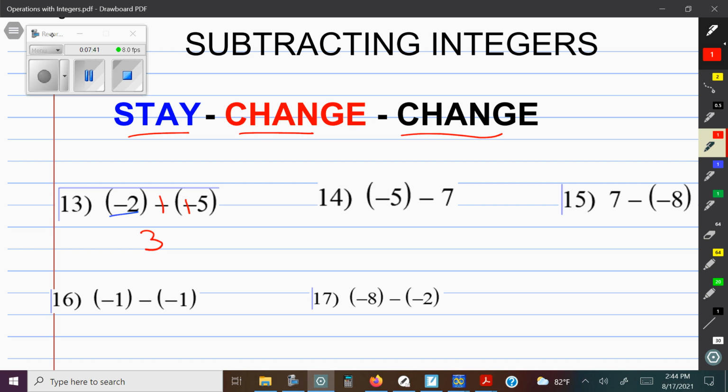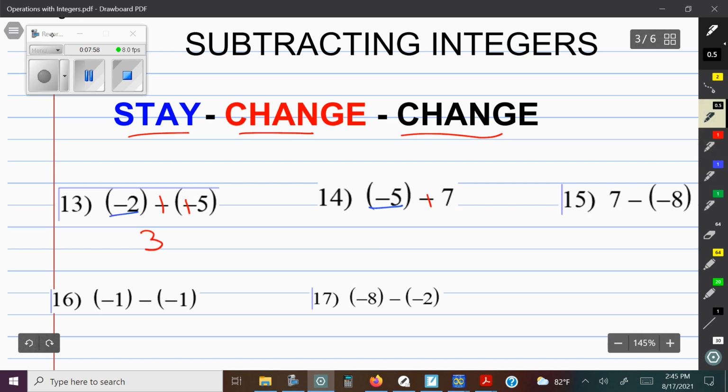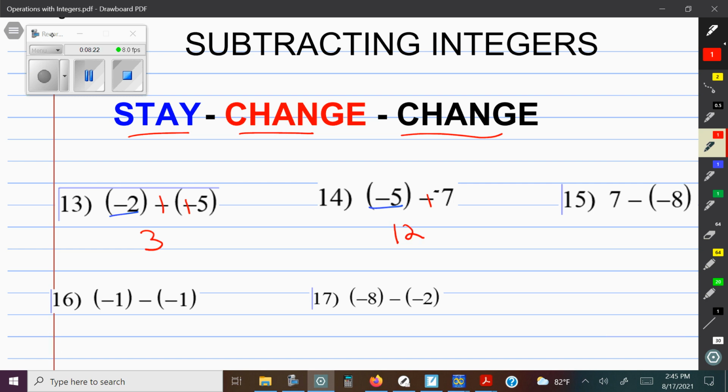Now, on 14, there's a couple ways to look at 14. You could say negative 5 plus a negative 7, or you could say negative 5 stay, then change the sign in the middle, and then make this negative. But like I said, negative 5 and negative 7, and you're adding those two. So on this one, we got a negative 5 and a negative 7. They're the same sign, so we find the sum. 5 plus 7 is going to be 12. And since they're both negative, we leave it negative.